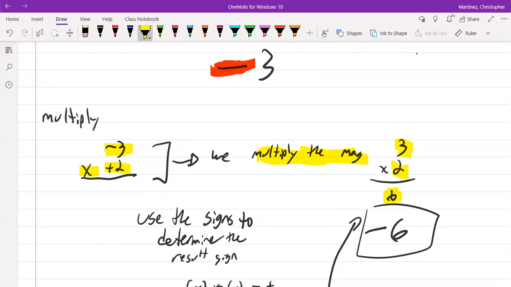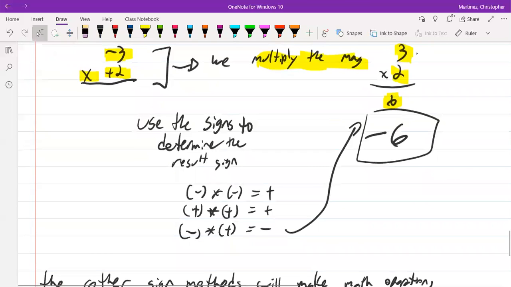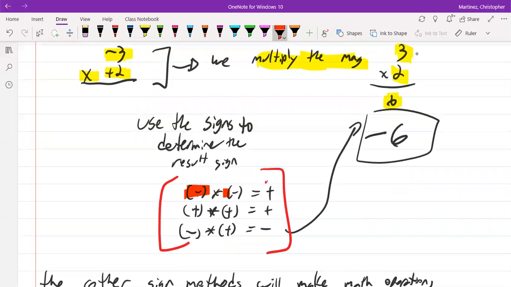But how do we determine the sign? Well, we always had 3 different cases that we used to figure out what the sign was going to be. If I had a negative times a negative, I knew my result was positive. If I had a positive times a positive, I knew my result was positive. If I had one negative number times one positive number, then I knew my result was going to be negative. So if we go back and look at this, negative 3 times a positive 2, I know my sign needs to be negative.